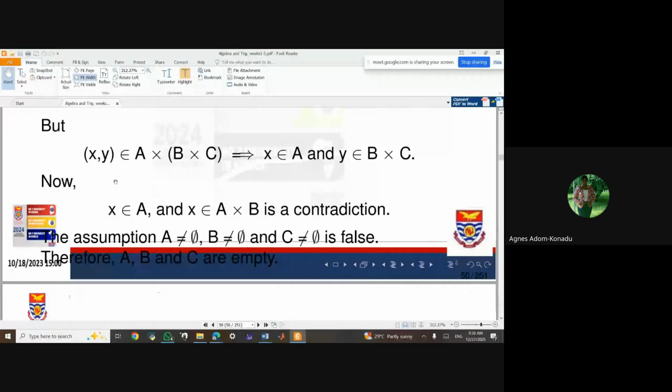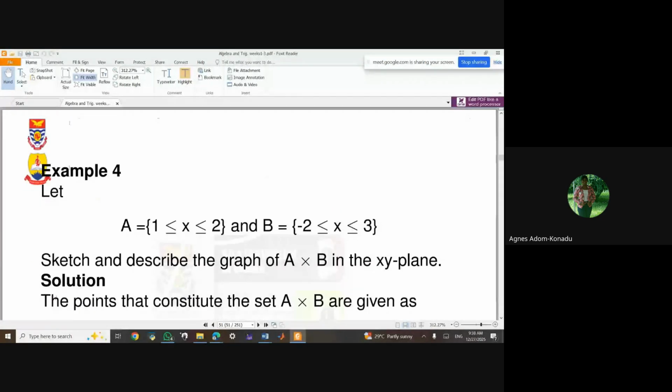Therefore, for the associativity to hold, my A, B, and C are supposed to be empty. If they are all empty, then the associativity will hold. If they are not empty, then it cannot hold, because my x cannot be in A and in A cross B at the same time. So that is the proof for that one.